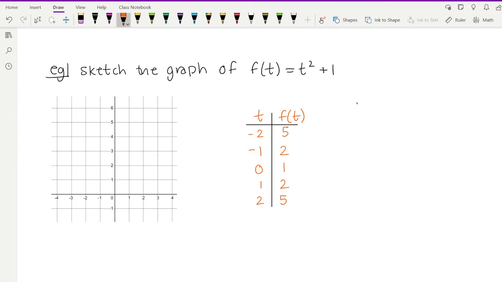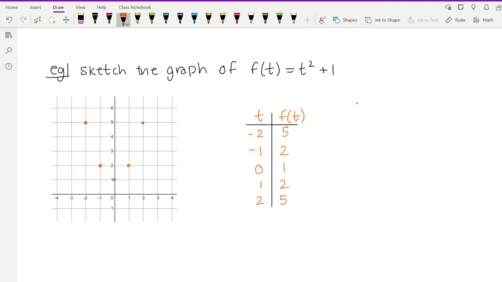Well, basically, you would interpret each of your inputs as an x-coordinate and then the corresponding output as the y-coordinate, or I should say horizontal and vertical coordinate. So for example, we would have the point -2, 5. We would have the point -1, 2. We'd have the point 0, 1. We'd have the point 1, 2, and we'd have the point 2, 5.